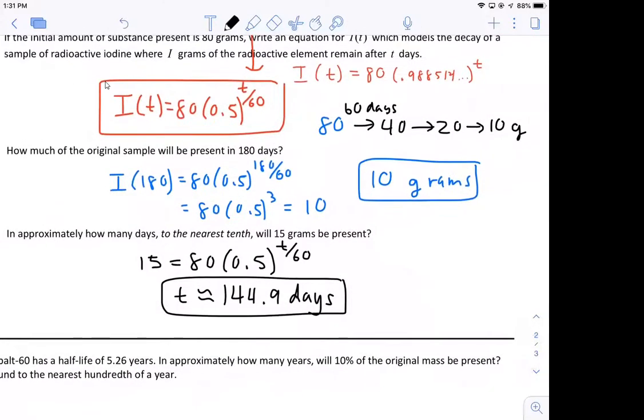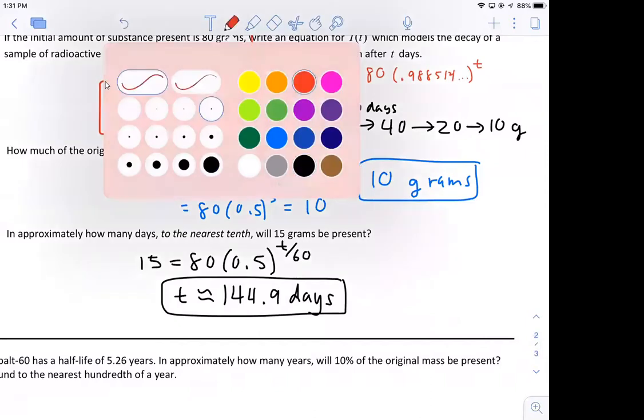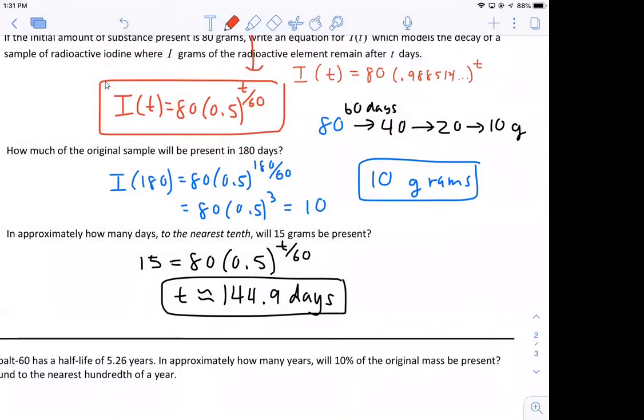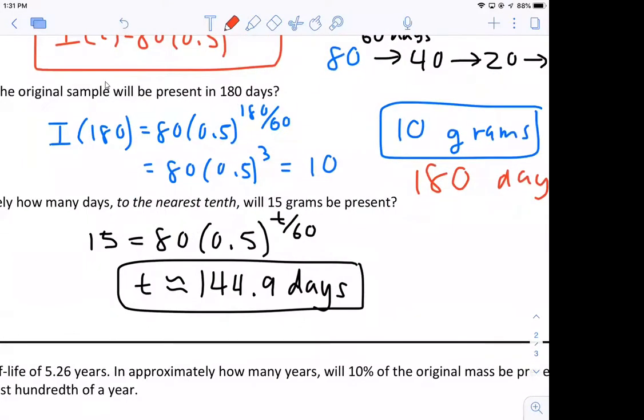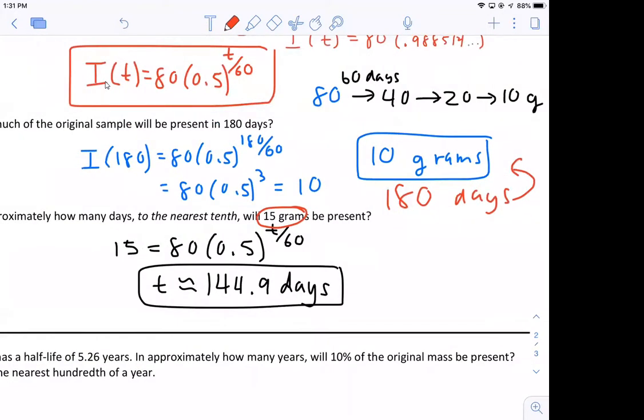This answer makes sense because if we compare it with our previous answer, we know in 180 days we're going to be left with 10 grams. So when are we going to be left with 15 grams? Well, that's obviously going to be fewer days than 180. And so that seems about right.